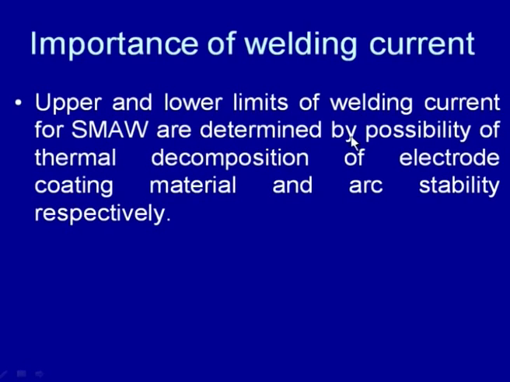And for this purpose it is necessary to know the conditions under which thermal decomposition of the electrode coating material takes place, and the conditions under which a stable arc is produced. So, the upper limit of the current is dictated by the conditions under which thermal decomposition takes place, and the lower limit of the current is dictated by the conditions under which the arc is stable. So, these are the things as far as the welding current is concerned.